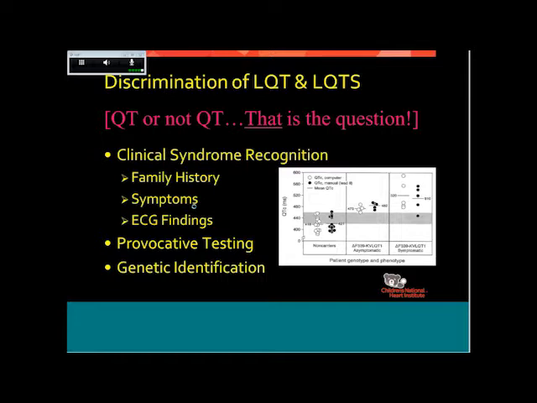And it's not just the QT interval, but looking at family history, symptoms, and some of the other ECG findings, such as the abnormalities on the T waves and things like that. We can use provocative testing, which is mostly stress tests at this point, to try to provoke QT prolongation. Or genetic identification is quite good right now.